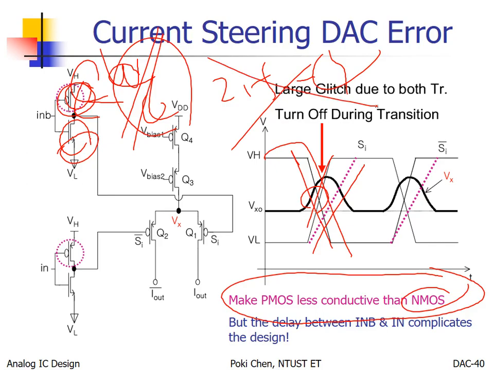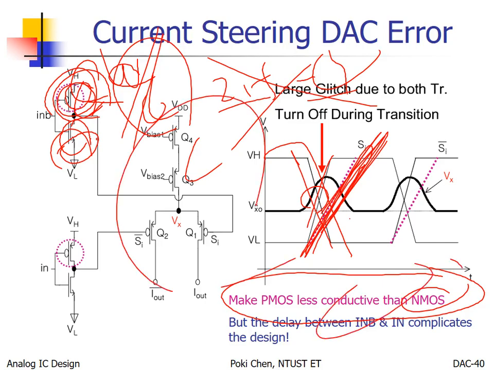Don't do it. Because we need to postpone this one, the turning off process. Okay? So you need to make this one a little bit less conductive. It means less than 2.5 to 3. Not so huge. Okay? So the resistance is larger for PMOS than NMOS. So the slope will become gentler. That's it. Okay? You can make the output less troublesome with fewer spikes than before.